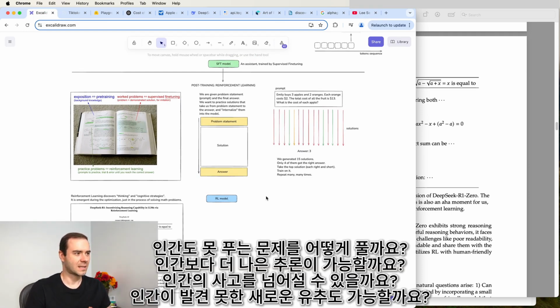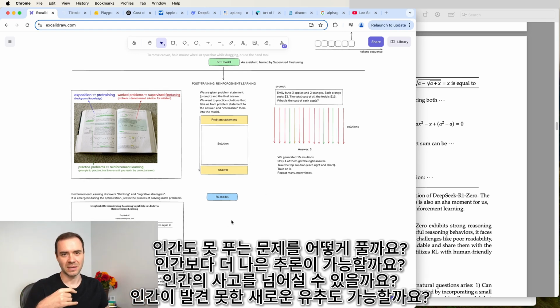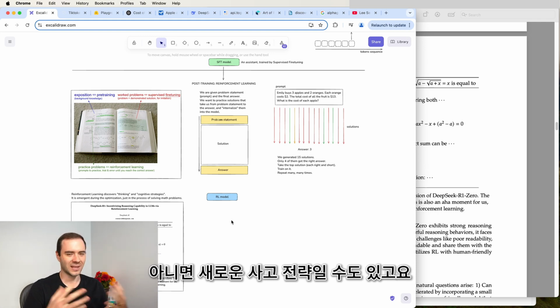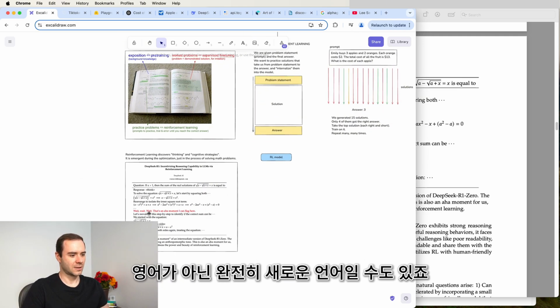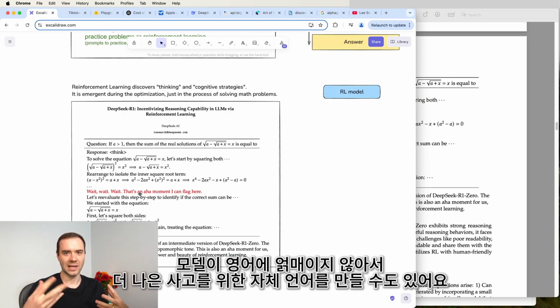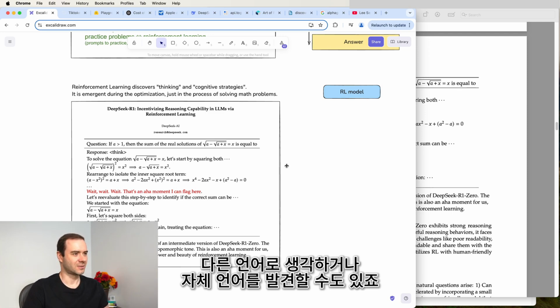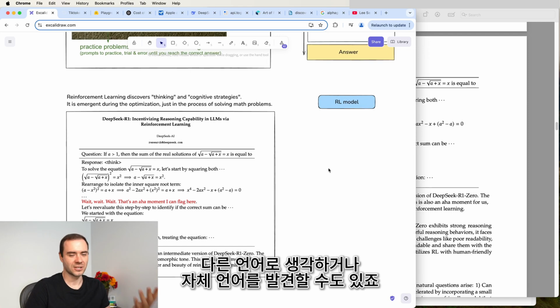So what does it mean to solve problems in such a way that even humans would not be able to? How can you be better at reasoning or thinking than humans? How can you go beyond just a thinking human? Maybe it means discovering analogies that humans would not be able to create. Or maybe it's a new thinking strategy. It's hard to think through. Maybe it's a wholly new language that is not even English. Maybe it discovers its own language that is a lot better at thinking, because the model is unconstrained to even stick with English. So maybe it picks a different language to think in, or it discovers its own language.